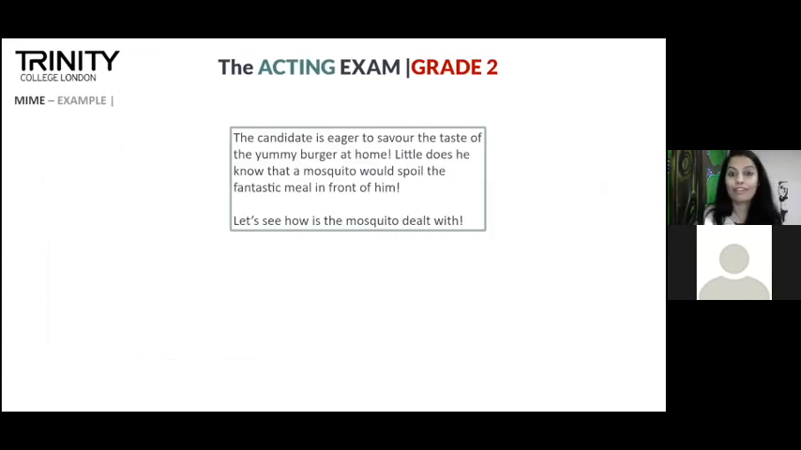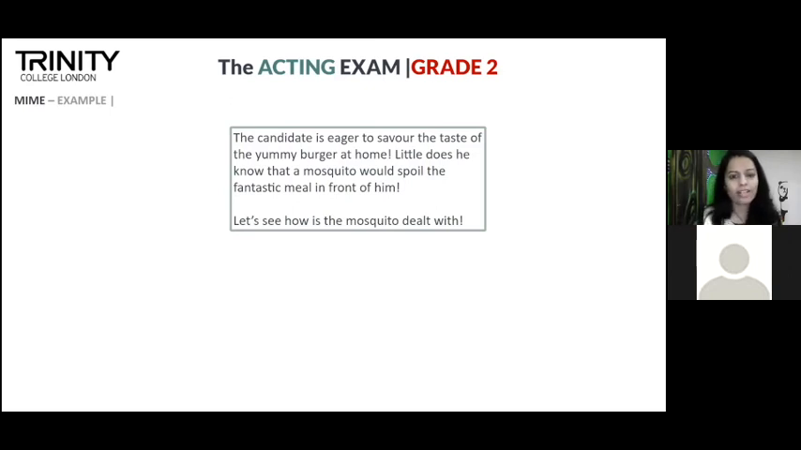Now, to look at the mime. The candidate is eager to savor the taste of a yummy burger at home. Little does he know that a mosquito would spoil the fantastic meal in front of him. Let's see how the mosquito is dealt with.